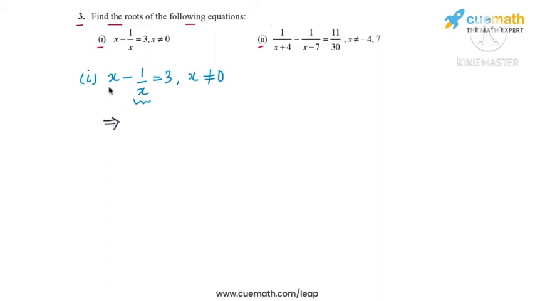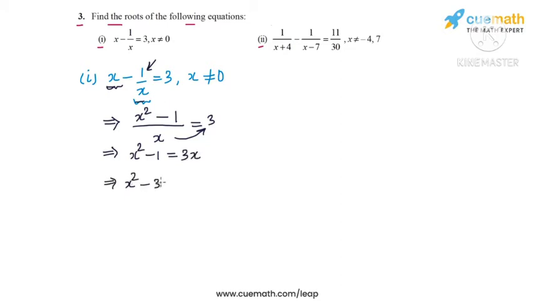If we take the LCM for the two terms on the left hand side, we get x in the denominator, we get x² from the first term x, and we get −1 in the numerator. So we have (x² − 1)/x = 3. And now if I cross multiply x to the right side, I will get x² − 1 = 3x, or x² − 3x − 1 = 0.